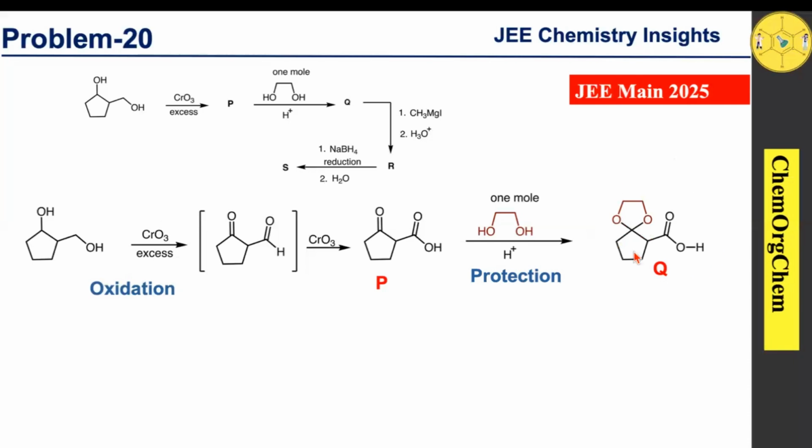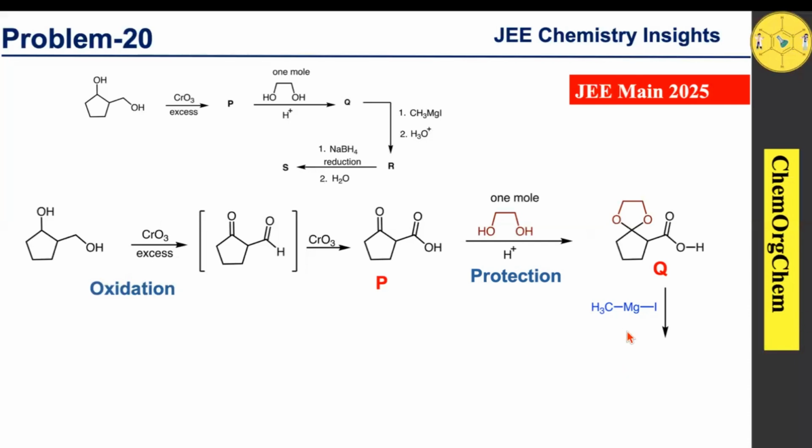Now this intermediate Q is going to react with methyl magnesium iodide, which is a crucial step. This is where we need to be careful about the reactivity of the Grignard reagent. Since Grignard reagents are powerful nucleophiles that readily attack aldehydes and ketones, their reaction with a carboxylic acid primarily involves a deprotonation. So how is the deprotonation going to take place?